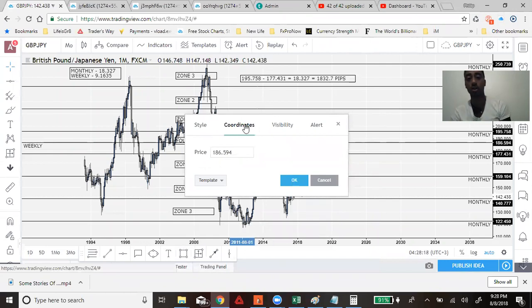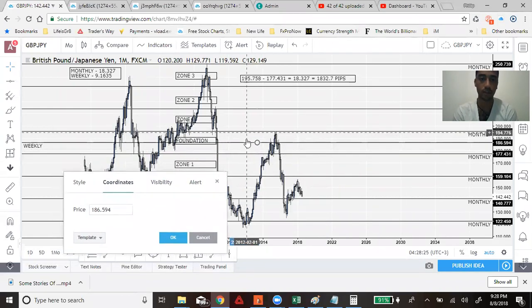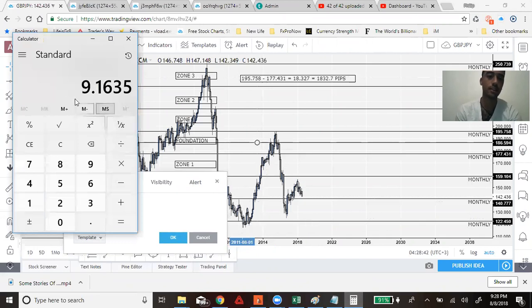The way that we're going to come up with our coordinates is by taking the bottom of our foundation, right? This first number that we came up with right here, 1.77431. And because it's going to be on top, we're going to add the 9.1635. Now, why is this important? Because you're going to realize that when price gets to these areas, you'll just see that it's going to make all the difference.